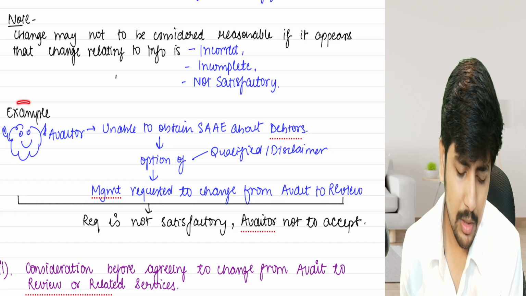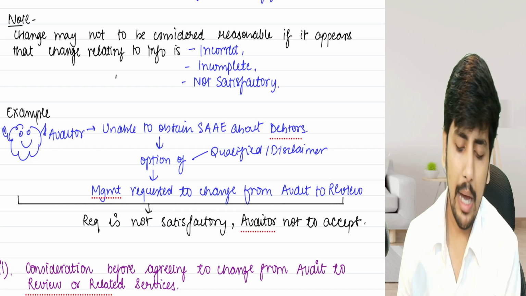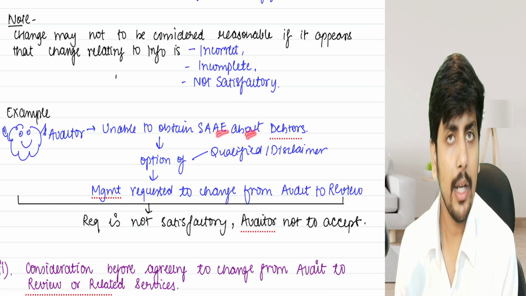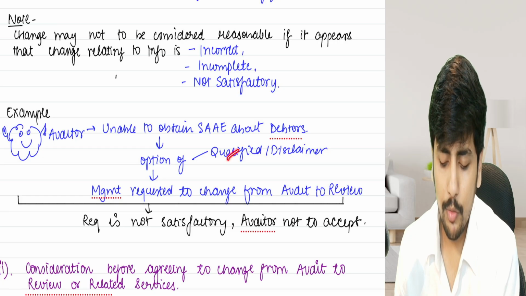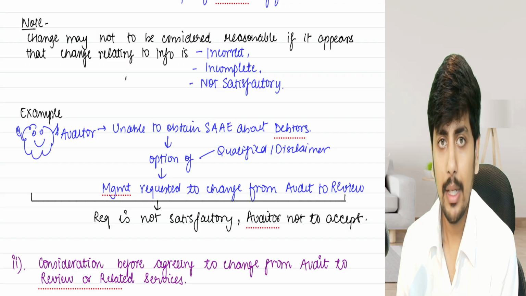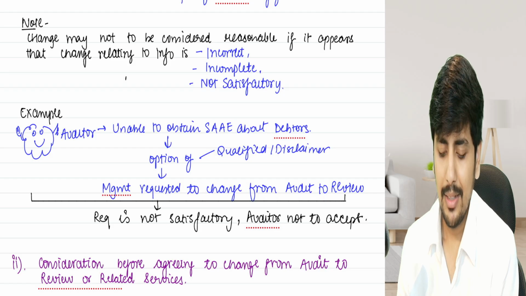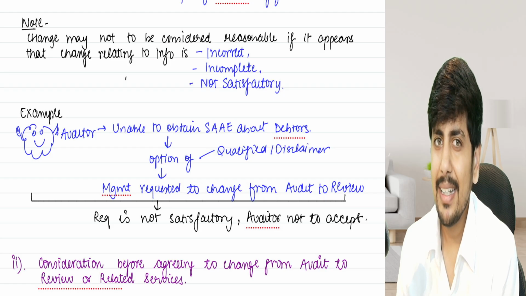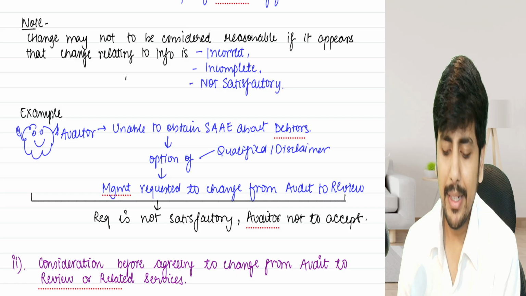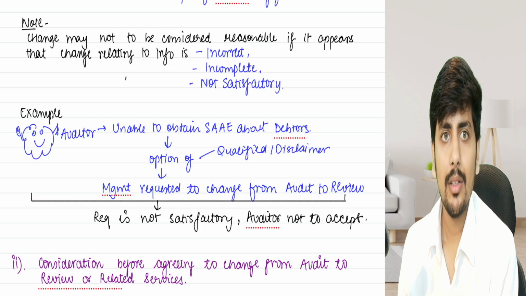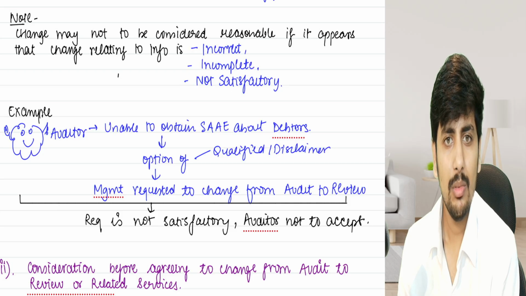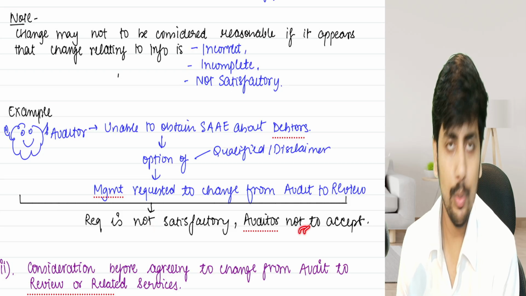This example can be asked in your exam. It was asked in recent MTPs also. The auditor was unable to obtain sufficient appropriate audit evidence about the debtors. So ultimately the auditor will be giving a qualified or disclaimer opinion, the reason being he is unable to obtain sufficient appropriate audit evidence. Yes, sir. What is management doing? Management is requesting the auditor, let's change audit to review. So why is management doing this? To avoid getting a qualified or disclaimer opinion. So whether the case of management is justified, answer is no. The request is not satisfactory, and the auditor will not accept such a change.